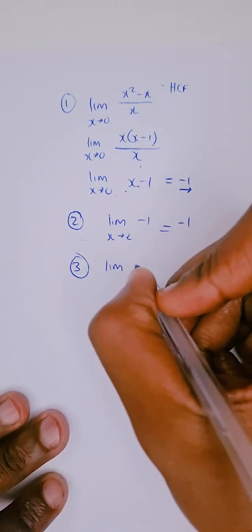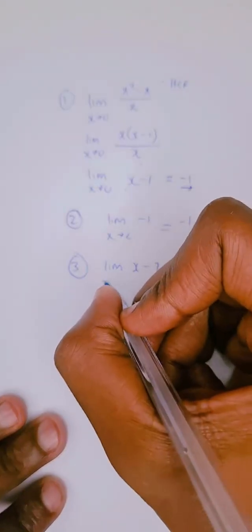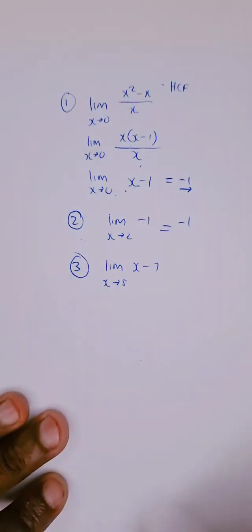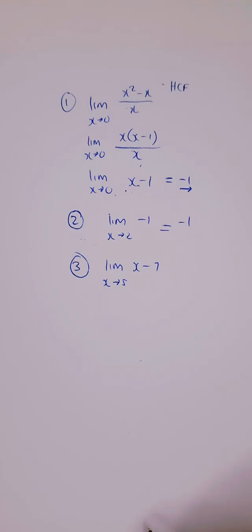The limit of x minus 5 as x tends towards 5. The limit of x minus 7 as x tends towards 5. Just take it in, guys. I know some of you are like, why is he giving us basic stuff? Take it. I need you to internalize the concept, okay?